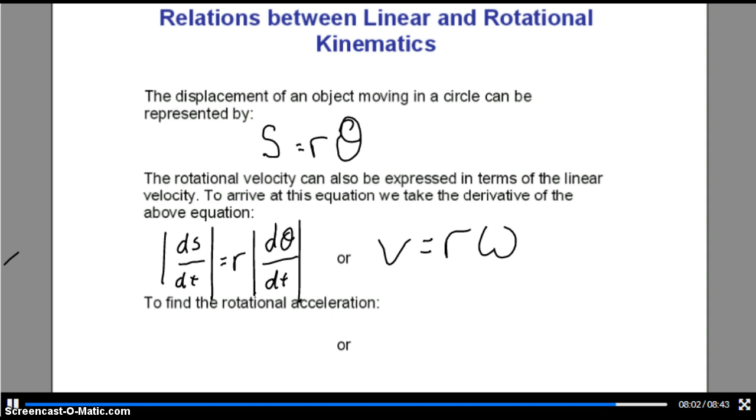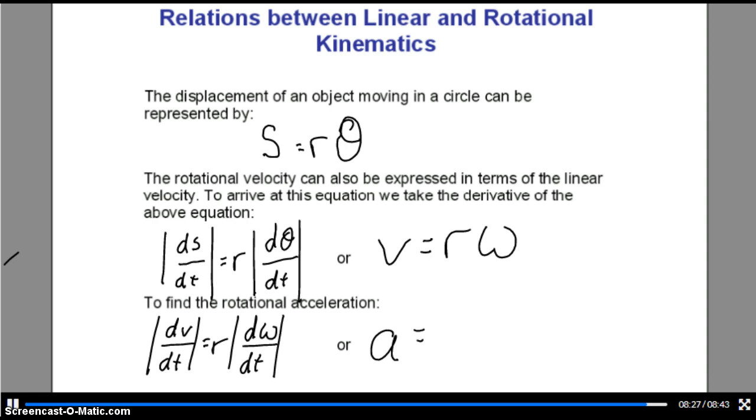And then for rotational acceleration, it's going to look very similar. We take the derivative of the velocity with respect to time. So we have dv dt is equal to r d omega over dt, which then becomes acceleration is equal to the radius times alpha, the angular acceleration. So there's a basic introduction to some of our new equations here. What you'll see in the next pencast is some of those equations put to practice.